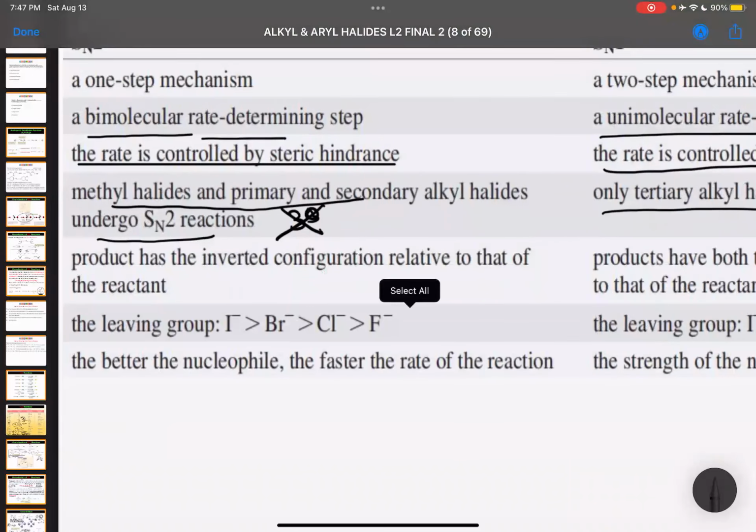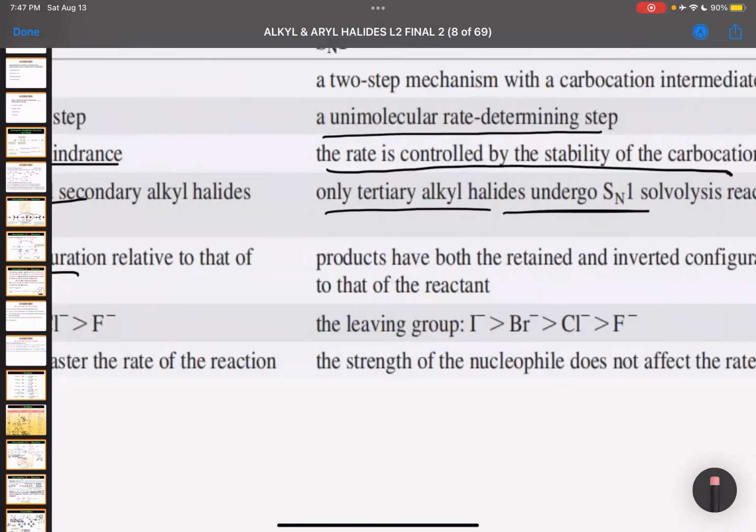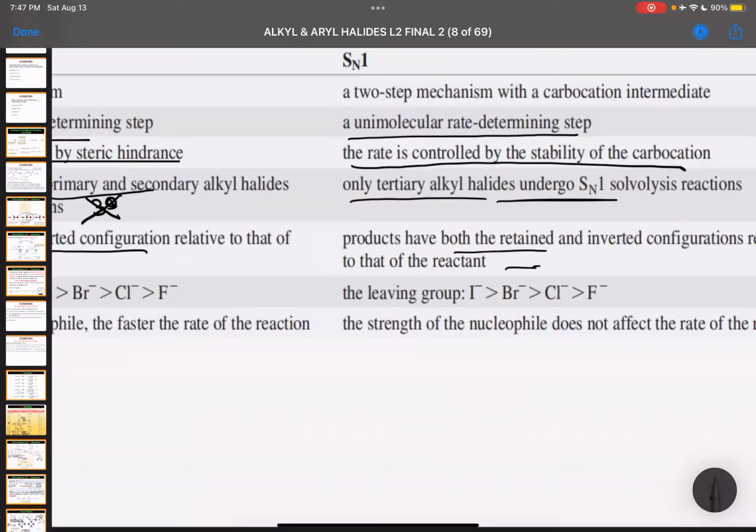In SN2, the product has inverted configuration because the nucleophile has to attack from the back side, since the leaving group is still there. That leads to a product with inverted configuration, which is known as Walden inversion. But in the SN1 reaction, both products are formed because the leaving group has already gone out. There is a carbocation, and the nucleophile can join the substrate from either side with equal probability. That's why racemization has occurred.